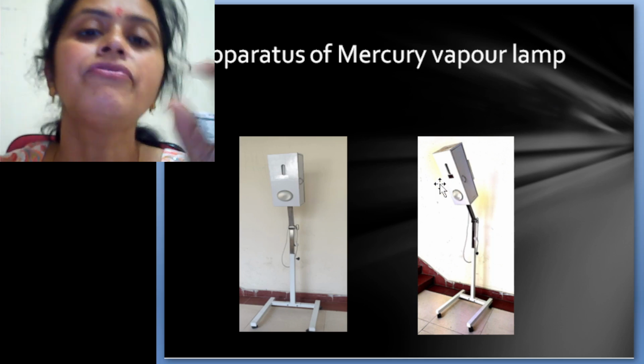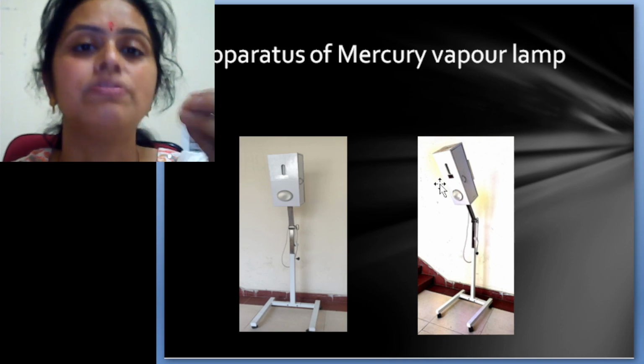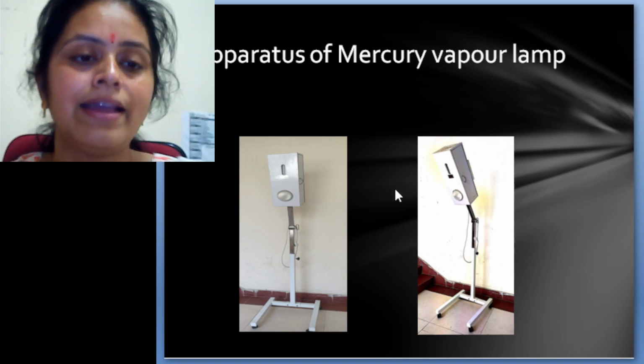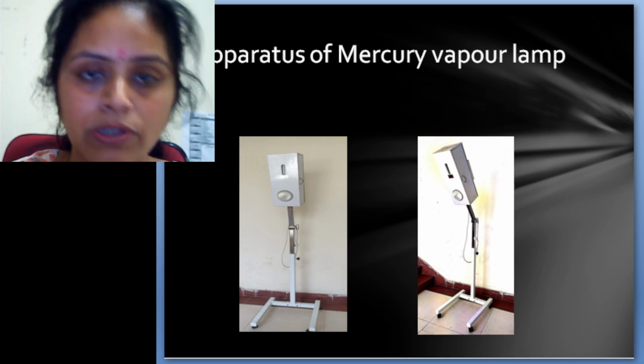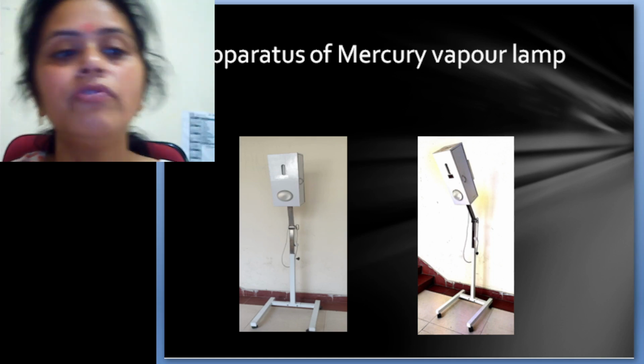Otherwise, if you are applying it in very close proximity, it can cause burns, and it can cause erythematous spots also on that particular exposed area. So you have to be very careful while applying this.